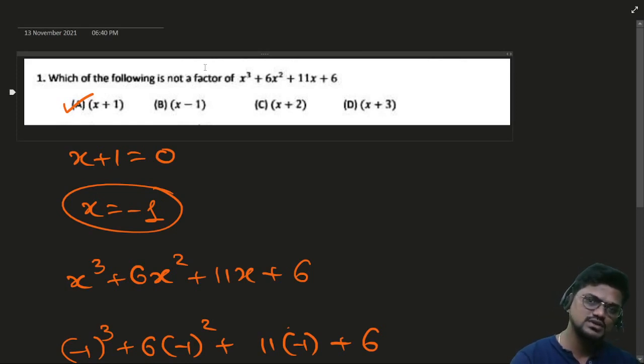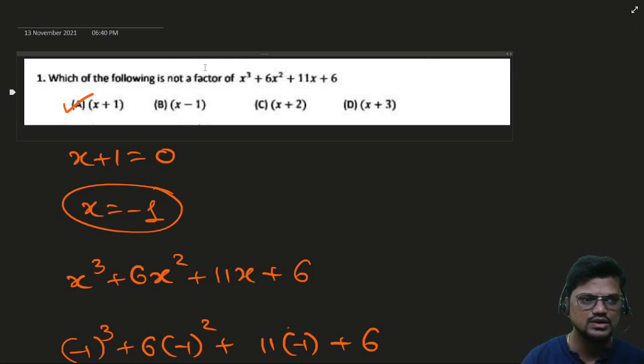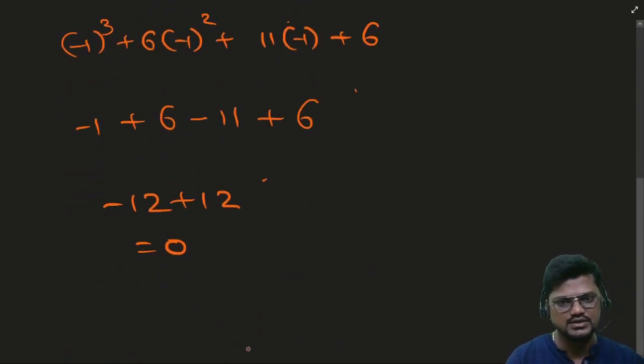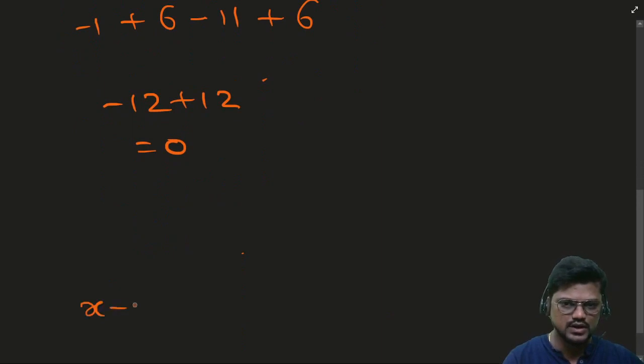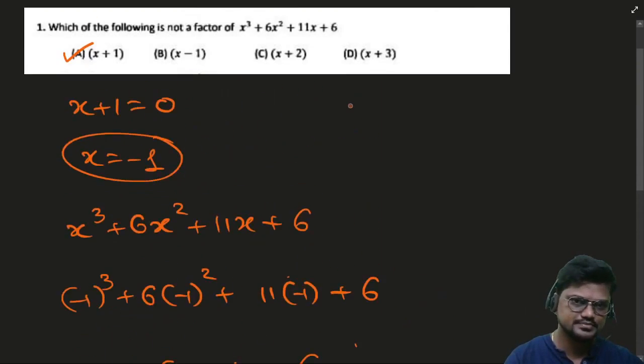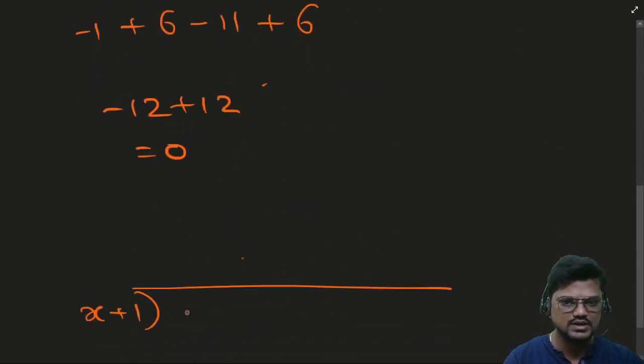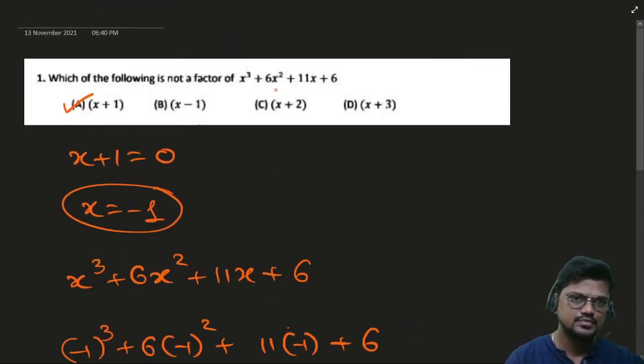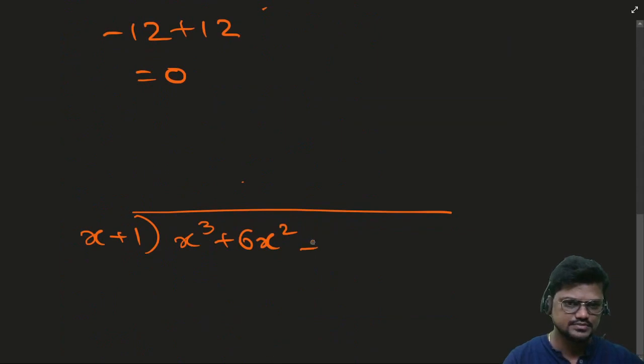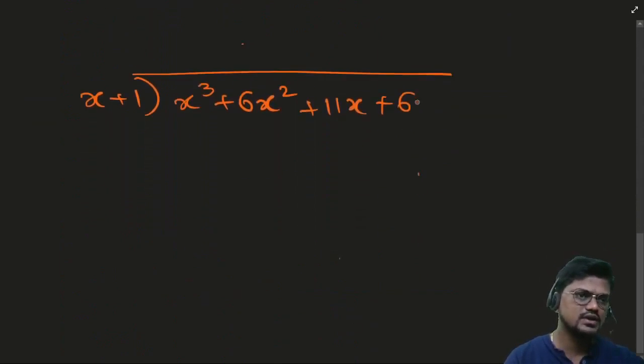Now, what is the meaning of this? x plus 1 is a factor of this. What is the meaning of that? Can anyone of you tell? On dividing with that, you get the remainder as 0. Perfect, very good. Once you do the normal division, that is, if you divide the polynomial x cube plus 6x square plus 11x plus 6 by x plus 1, the remainder will be 0.